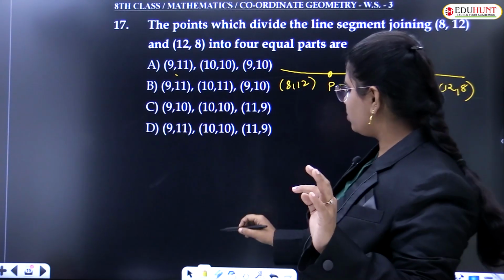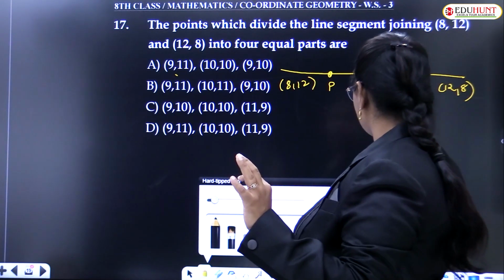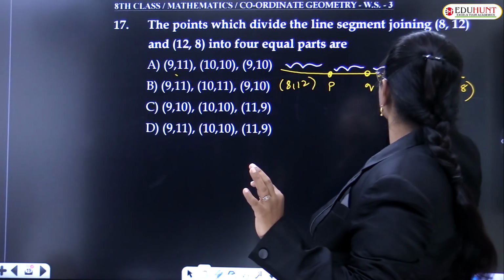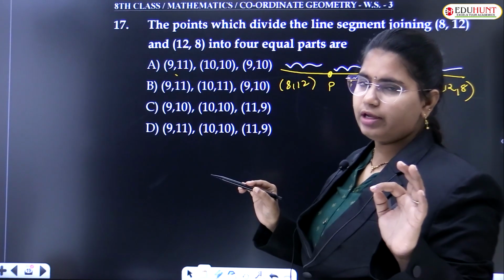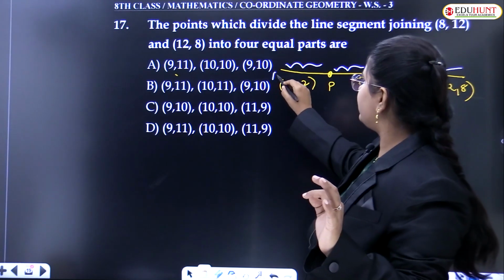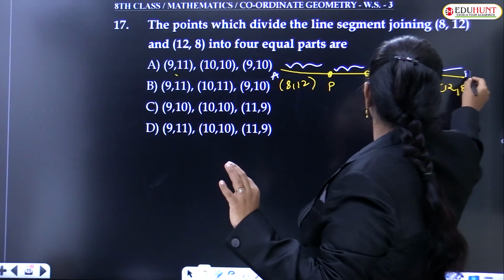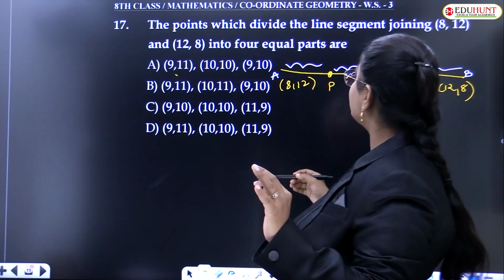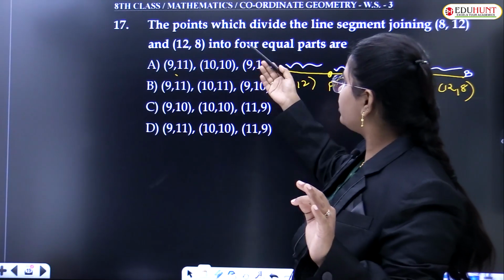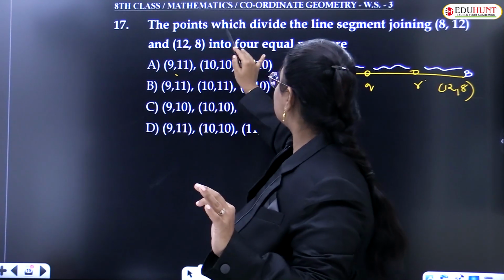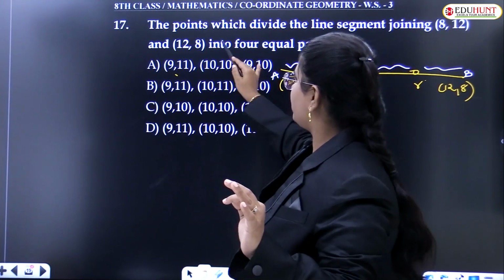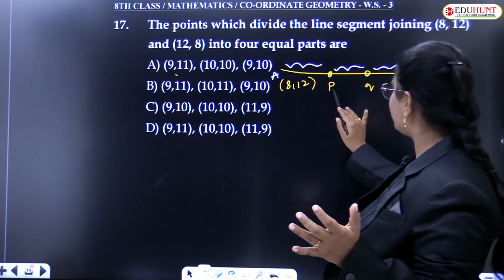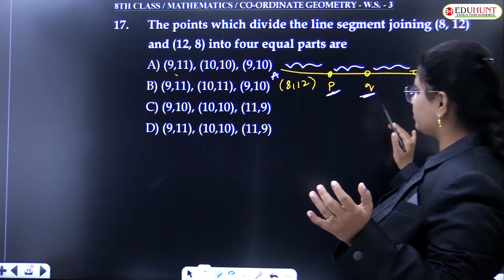Okay. So now check whether you are getting 4 equal parts or not. First part, second part, third part, fourth part. Correct? Yeah. Let me address these points. First point is A and last point is B. So I need to find out the points which divide the line segment AB into 4 equal parts. So that means I need to find P, Q and R.